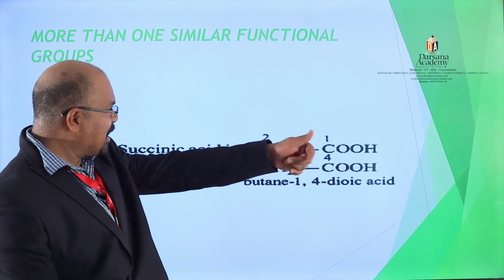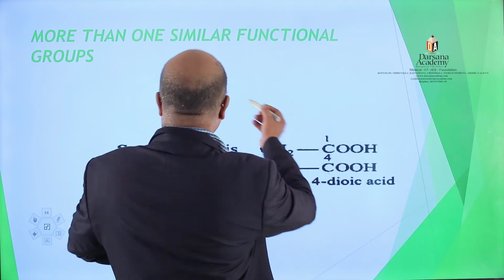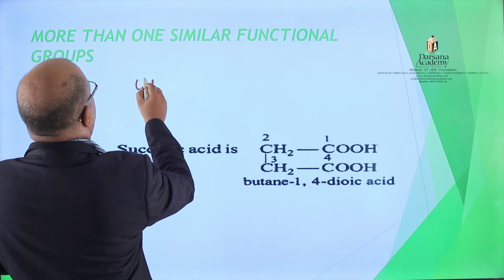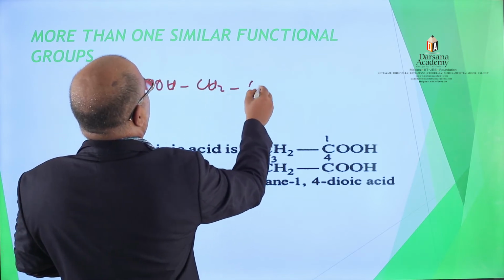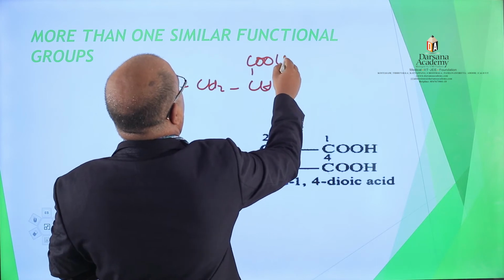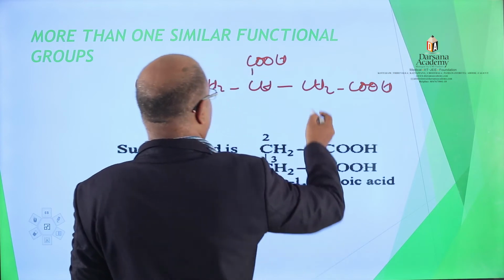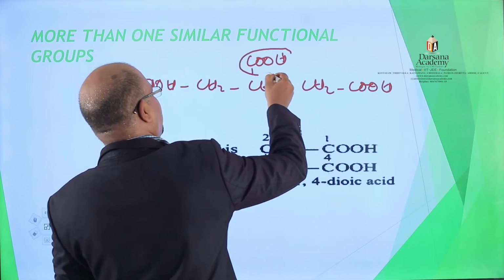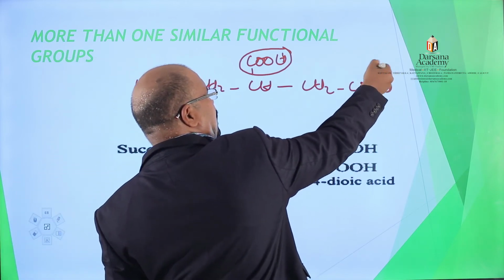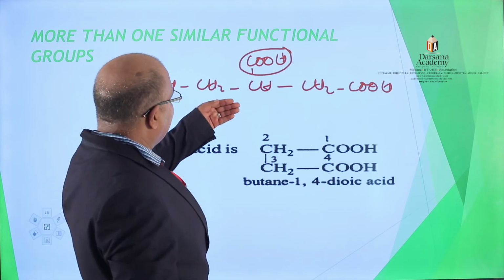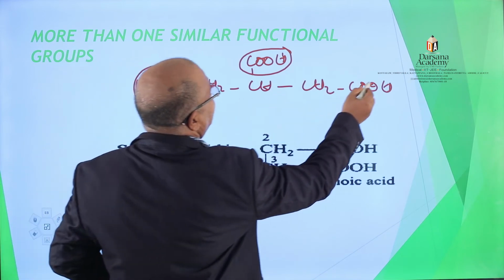Another point about the carbon-containing functional group. If the compound is like this, for example, COOH, CH2, CH, COOH, then CH2, COOH. In this case, one group is not on the parent chain, but it is attached. That means when more than 2 carbon-containing functional groups are present, we are not counting that carbon of the groups.